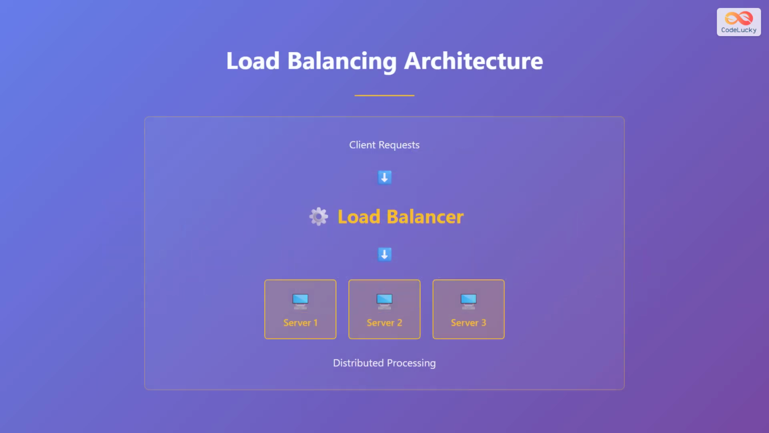Here's how load balancing architecture works in practice. Client requests arrive at the load balancer, which is the central component. The load balancer then routes these requests to one of multiple backend servers based on the chosen algorithm. Each server processes the request and returns a response. This distributed approach ensures no single server becomes a bottleneck.